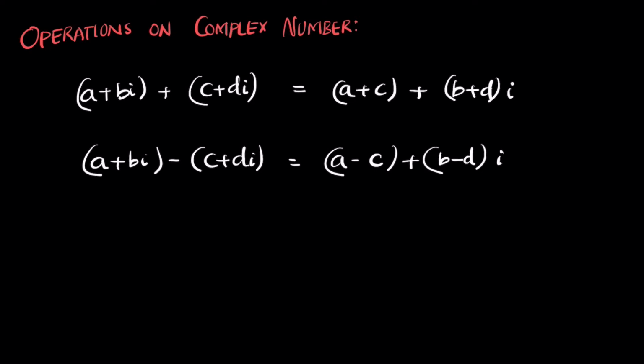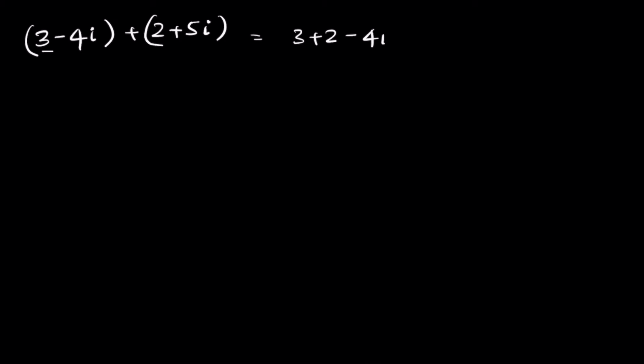Let's take some examples. Let's say we have 3 minus 4i plus 2 plus 5i. We only add the like terms and the unlike terms separately. The like terms are 3 and 2, so you write 3 plus 2, minus 4i plus 5i. Minus 4i plus 5i becomes i, and 3 plus 2 becomes 5. So 5 plus i. This is how we can solve this problem.